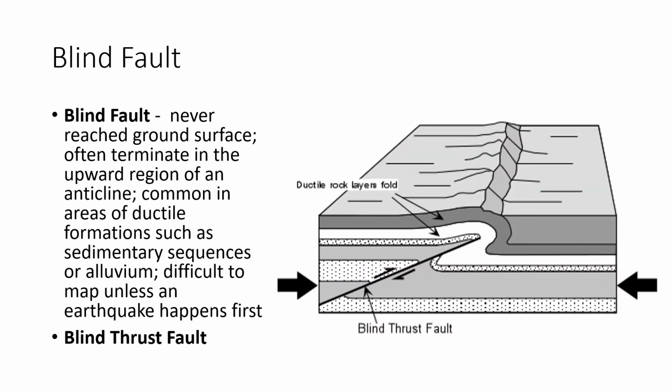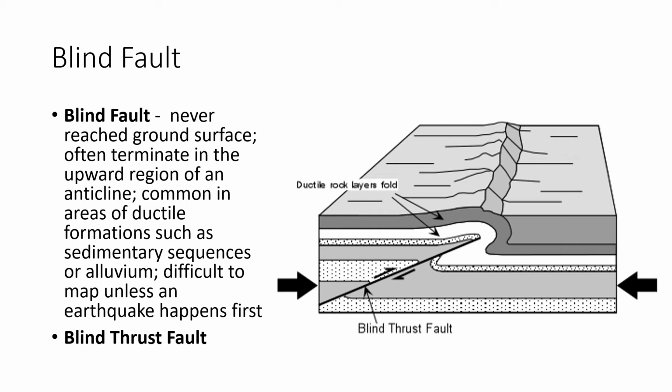Another type, or rather, this is just a descriptor. A blind fault is just a description for a fault that has never reached the ground surface. Okay, so meaning you might not see the actual rupture of the fault of a blind fault. Okay, you won't see the actual rupture here. You might just see an anticline.